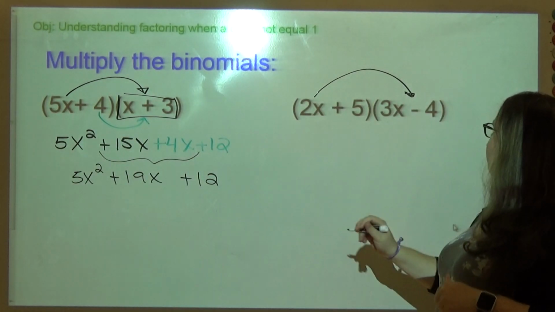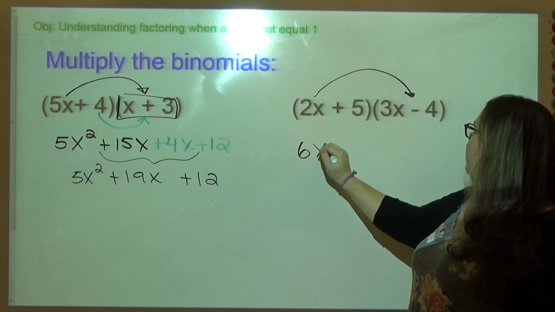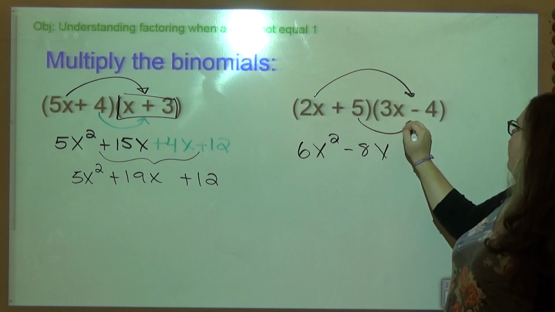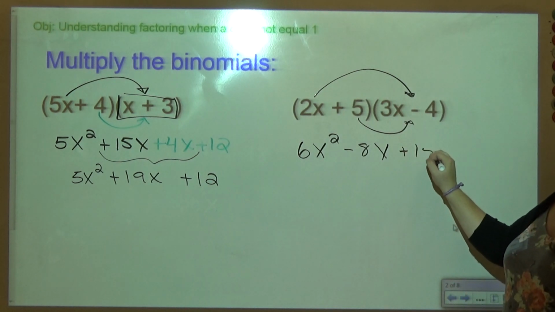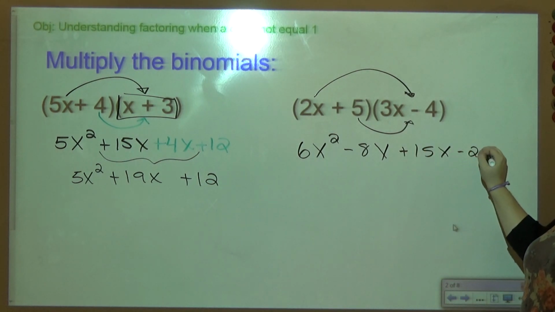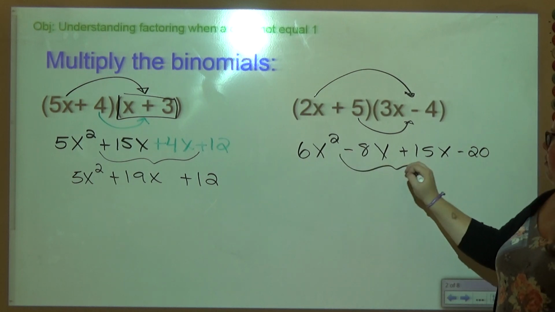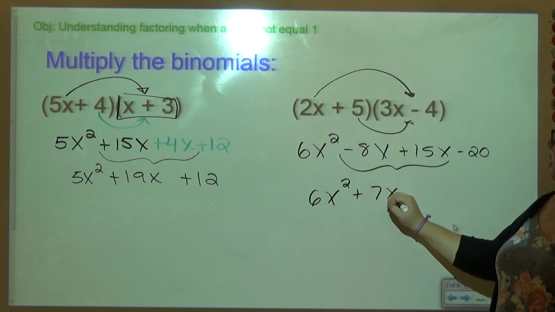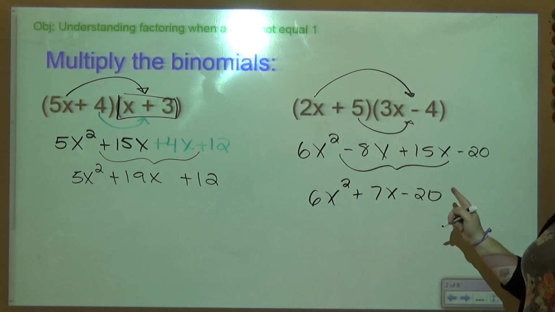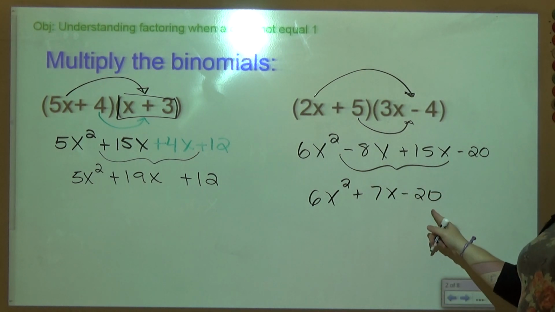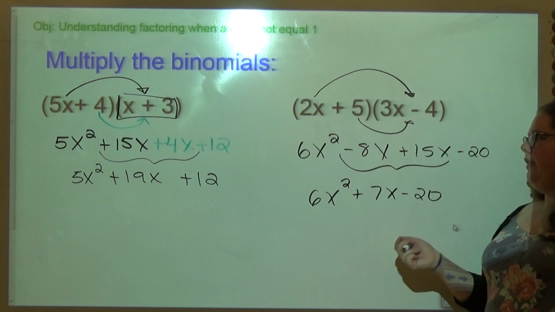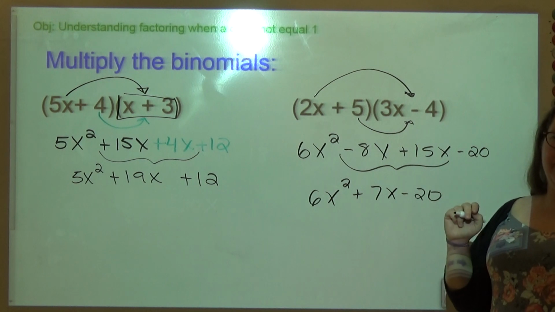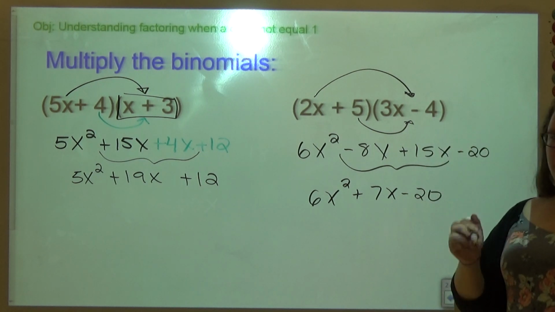2x times 3x minus 4, so we get 6x squared minus 8x, and then 5 times everything in there, 15x minus 20. Combine your middle two, 6x squared plus 7x minus 20. And again, there are no integers that multiply to negative 20 and add to 7. And even if they did, we have these numbers in front of x squared. So going backwards is a little harder.